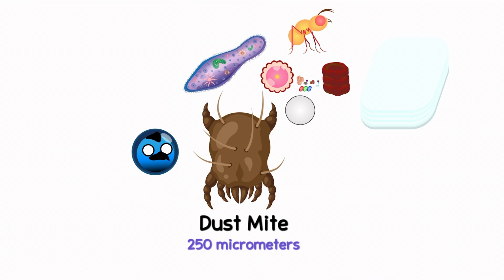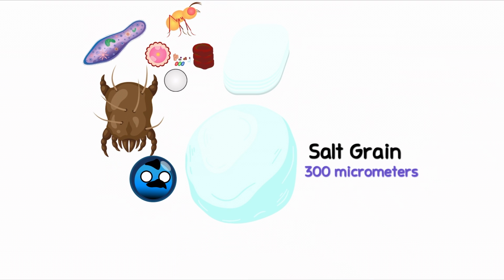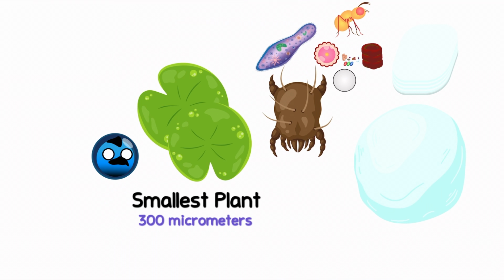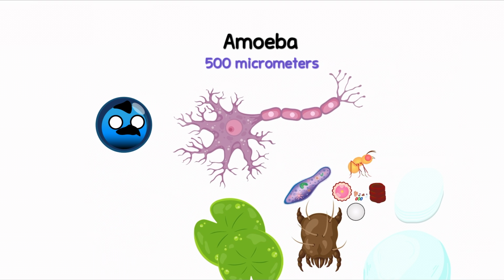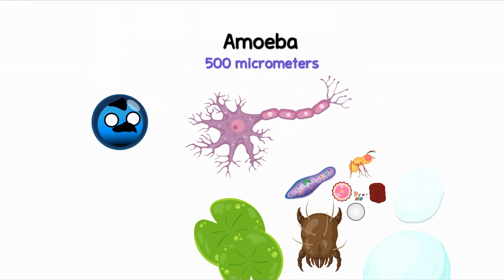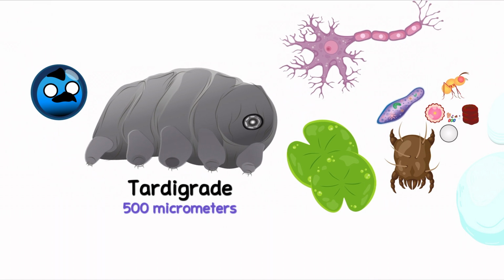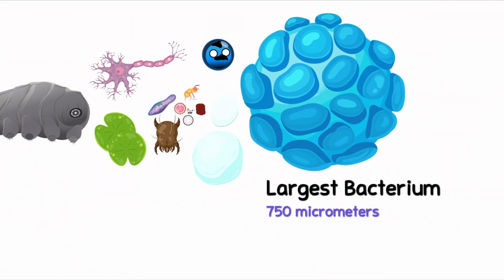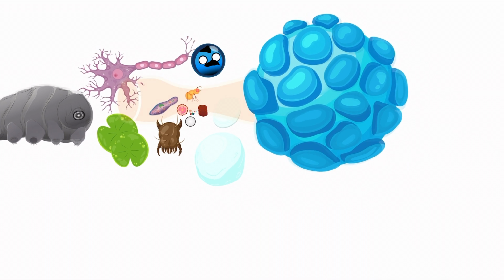Dust mite, 250 micrometers. They can be found in your home. Salt grain, 300 micrometers. Smallest plant, 300 micrometers, known as duckweeds. Amoeba, 500 micrometers, a tiny single-celled organism that can change shape and move by extending pseudopods. Tardigrade, 500 micrometers, also known as the water bear. Largest bacterium, 750 micrometers, known as Epulopiscium fishelsoni, can be found in fish intestines.